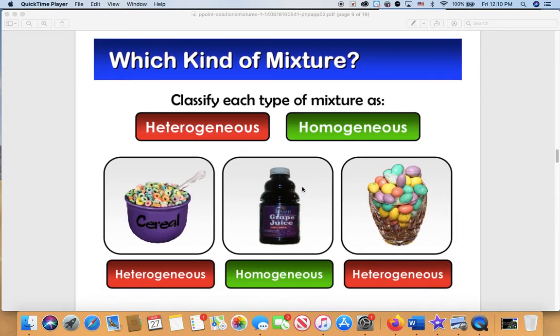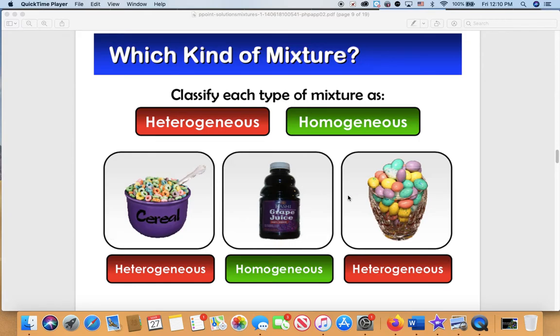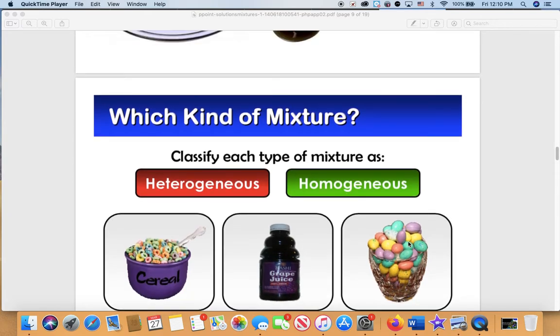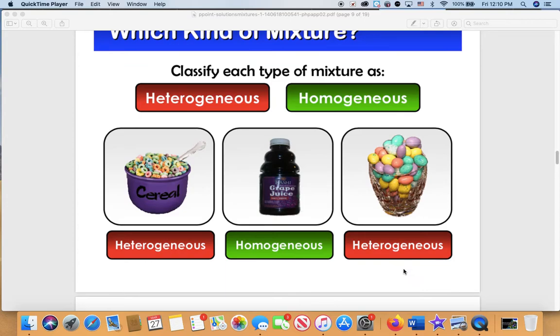So which kind of mixture? Well, here I have 3 different things. Whoops, you already got the answer. Classify each type of mixture as either heterogeneous or homogeneous. What do you think? Is this heterogeneous or homogeneous? Yeah, if you said heterogeneous, you're correct because you can see the different parts. How about this grape juice? Right, homogeneous is also correct. And then lastly, these delicious candies are heterogeneous as well.